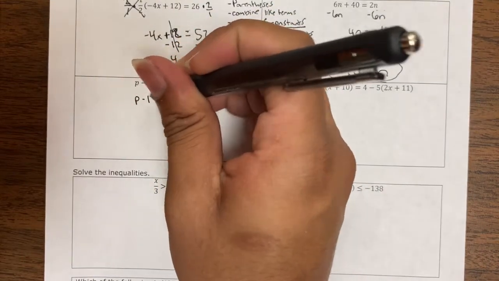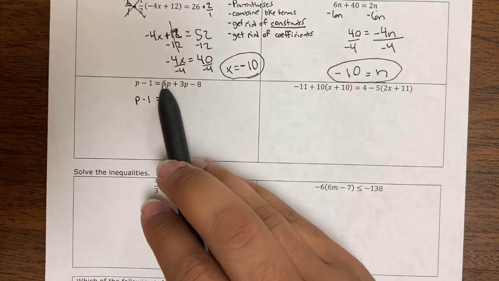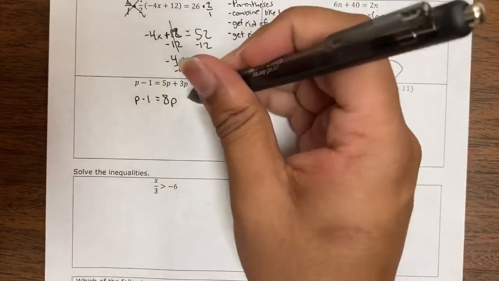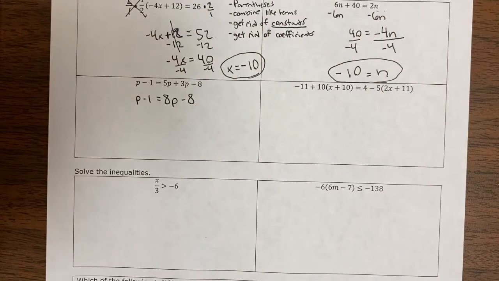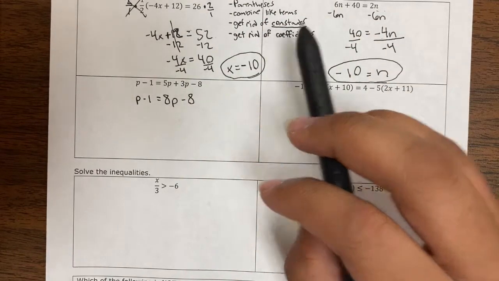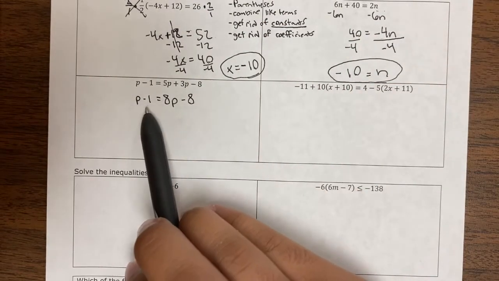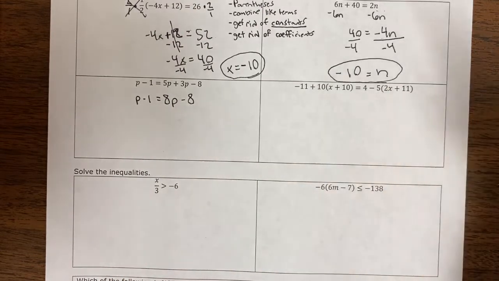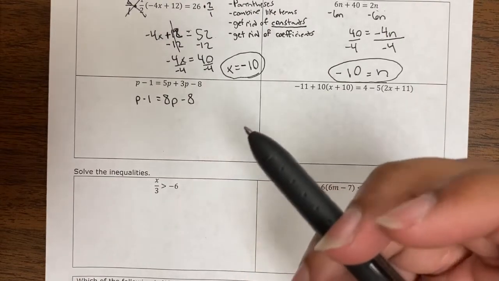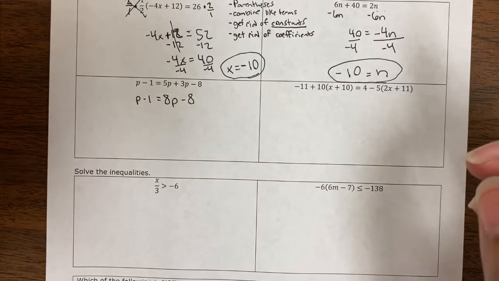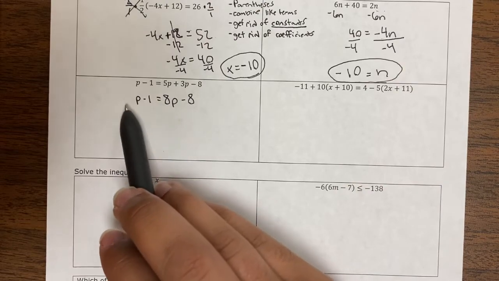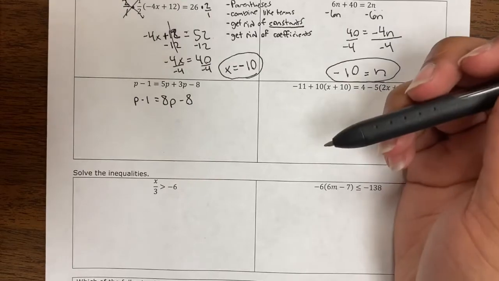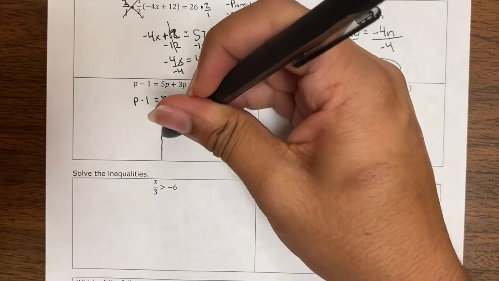So p minus 1 equals, and then 5 plus 3 is going to give me 8p minus 8. The next step, I want to get rid of any constants on the same side as the variable. Since I have variables on both sides and constants on both sides, I just want to choose a side to get all the variables and choose another side to get all the constants. So I'm going to put all of the variables on this side and all of the constants on this side. But it doesn't matter which order you go in, so I'll actually do both.